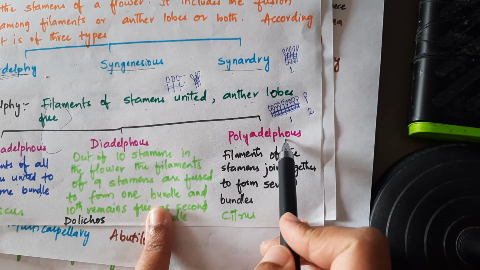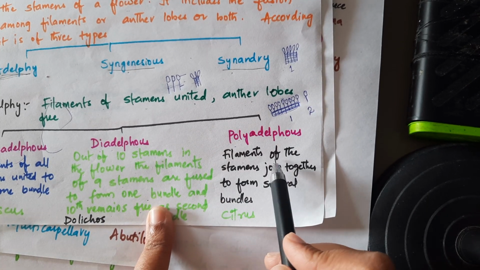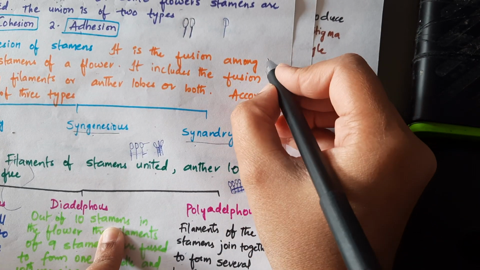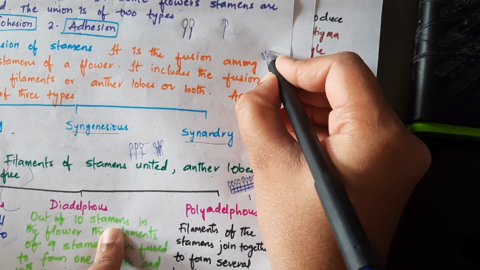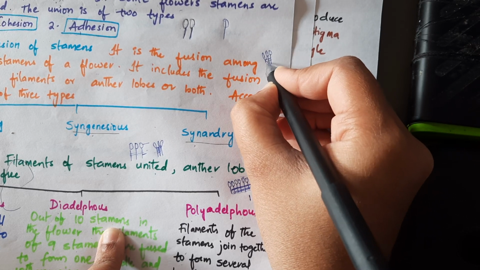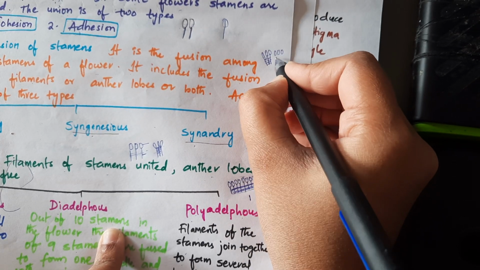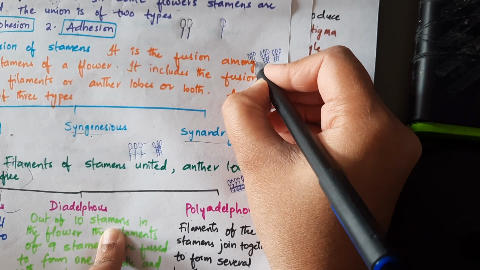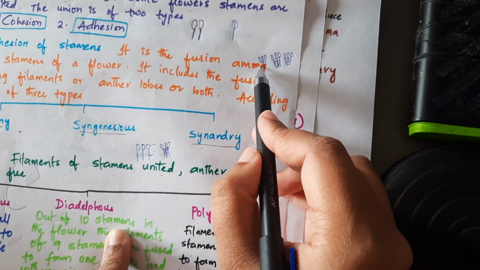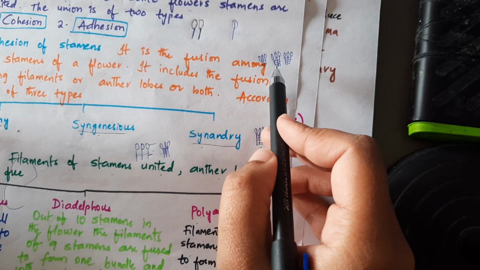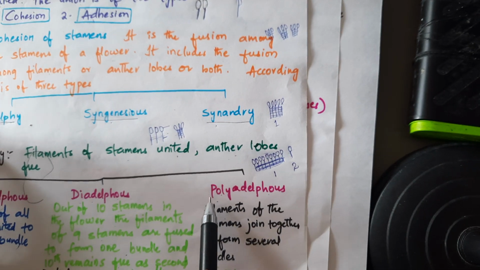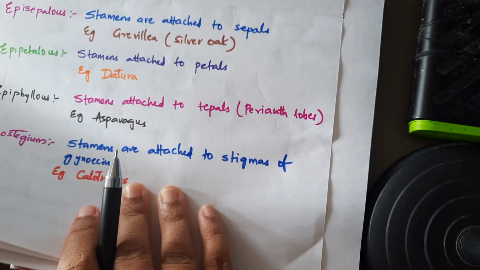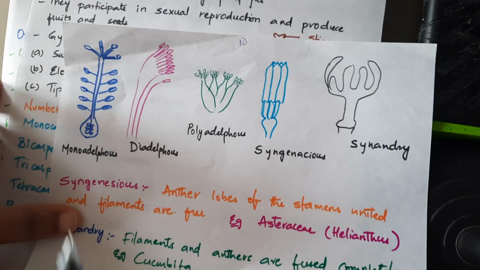Then the next one is the polyadelphous. Here, filaments of the stamens join together and form several bundles. See here, many stamens are there. These are uniting and forming a single bundle. Some more stamens here will form one more bundle. And here are the stamens which will again fuse and form more bundles. So here more than 2 bundles are formed by the fusion of filaments. So we term it the polyadelphous condition. Example for that is the citrus. See here, we have the diagram.